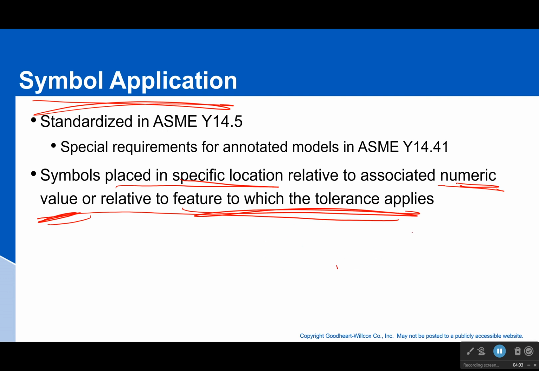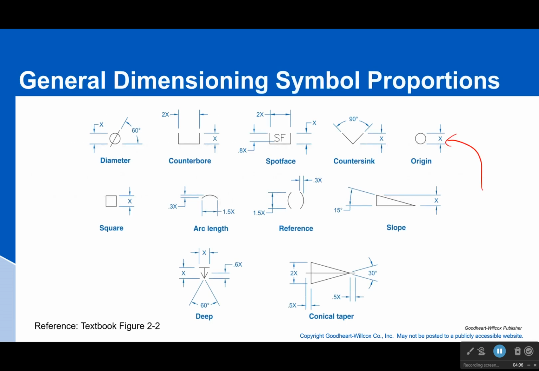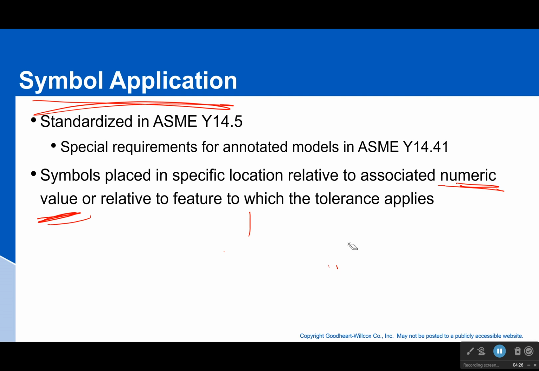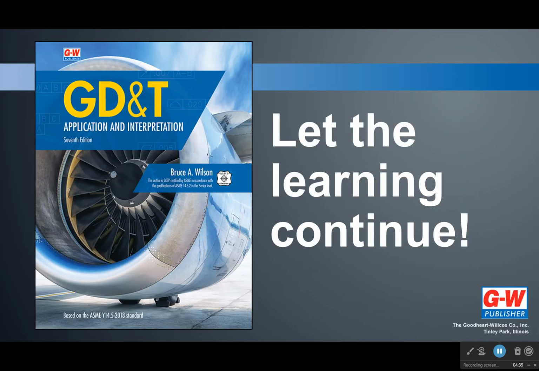Or you'll see a spot face symbol, and it'll be next to a number. You'll see a feature control frame and it will be next to a tolerance for a dimension. It's always going to be placed next to specific things. And in this class, we're going to be seeing in excruciating detail exactly where you place that. All these are standardized in our book. So if you really don't know, just look at the book. You can see exactly where things are allowed to be placed.